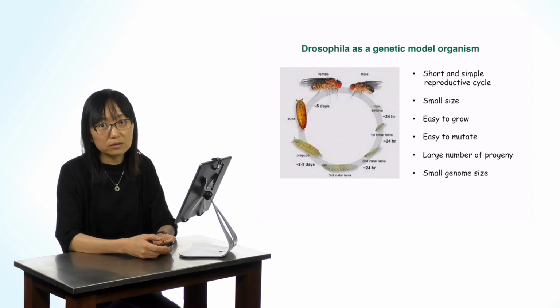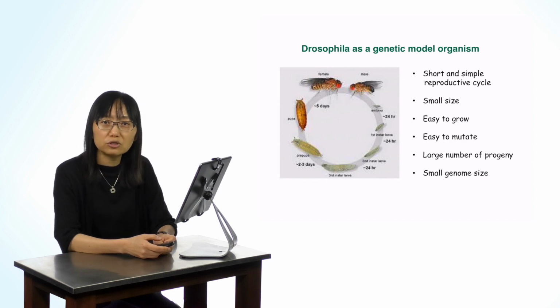They chose Drosophila as their model organism because fruit flies are small in size, have a short life cycle, and can produce a large number of progeny. They are mutable and have a small genome size. These are important features for genetic experiments.